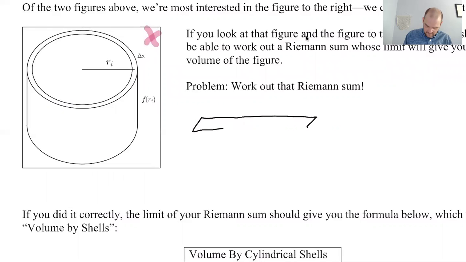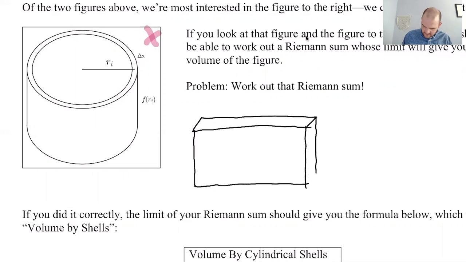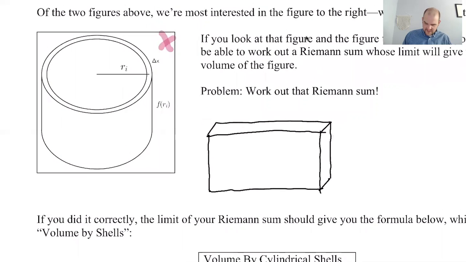I think this will work. Yeah, this is coming together now. I forgot how to draw, literally forgot how to draw a box. That's like my problem. There. Okay, so we sliced it.